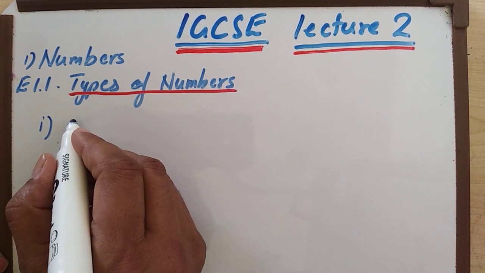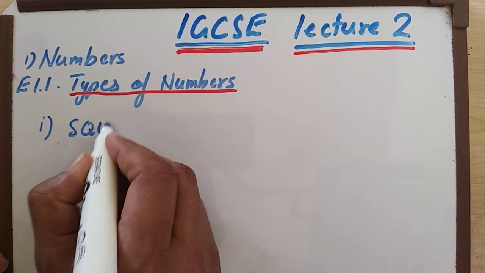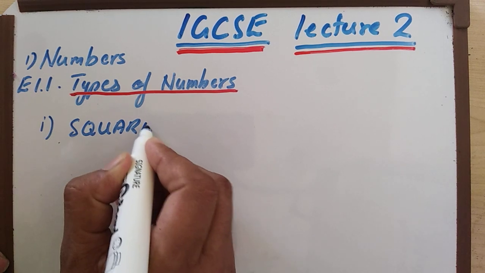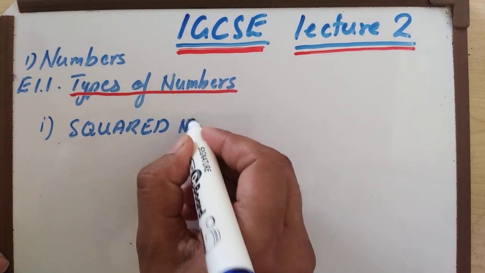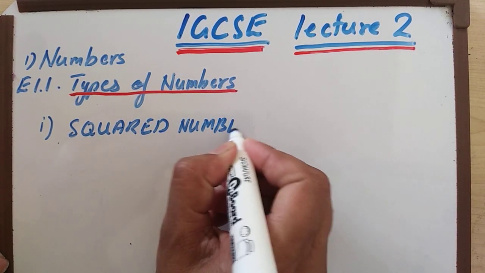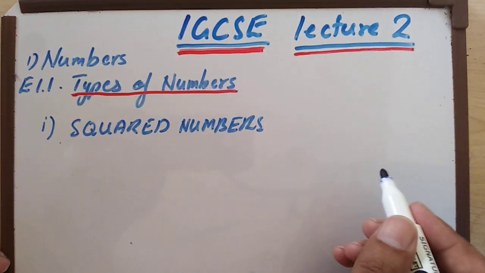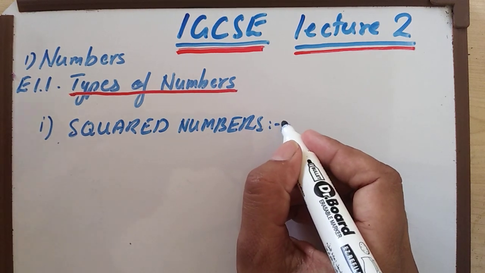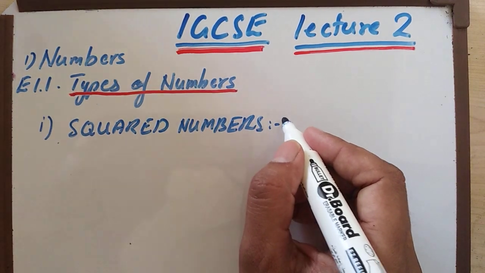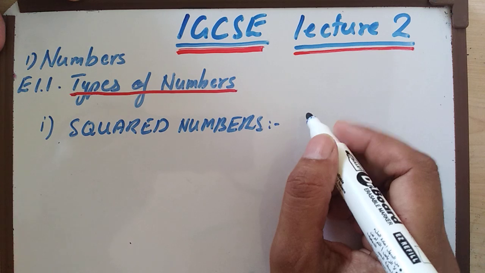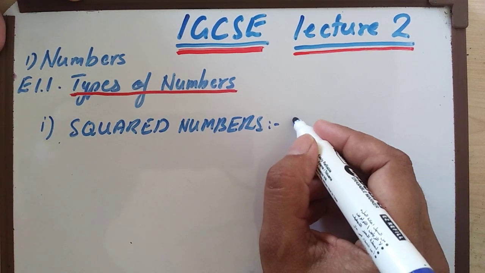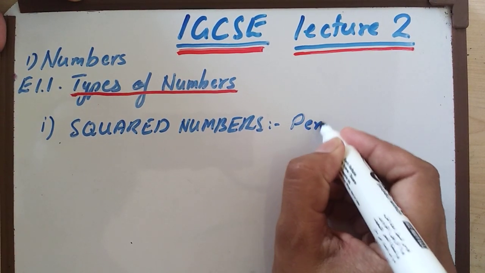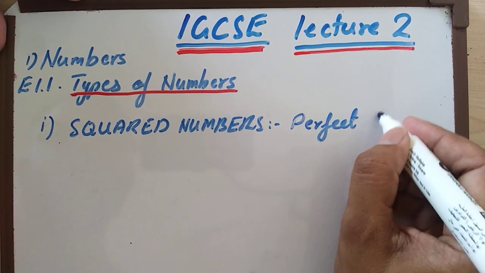The first one is squared numbers. The squared numbers which I have written here are basically the perfect square numbers. We can also name them as perfect squares.